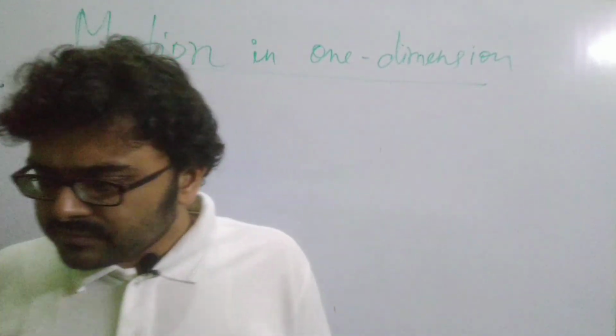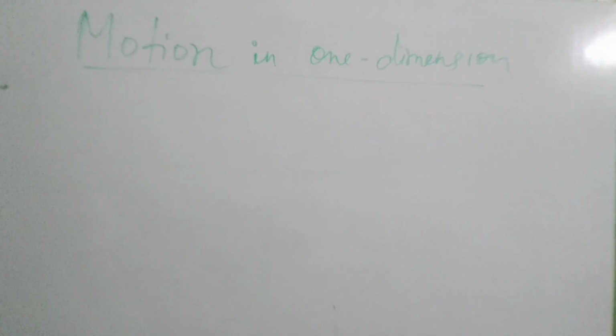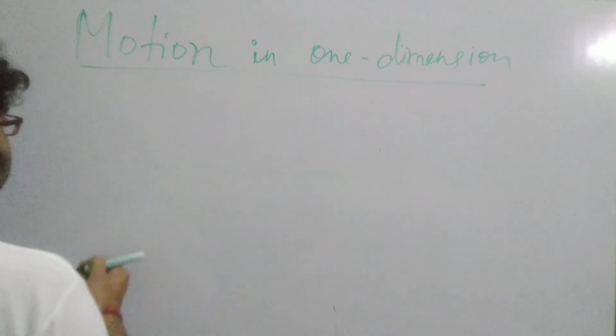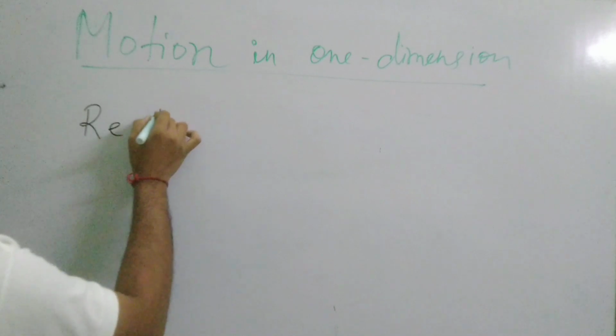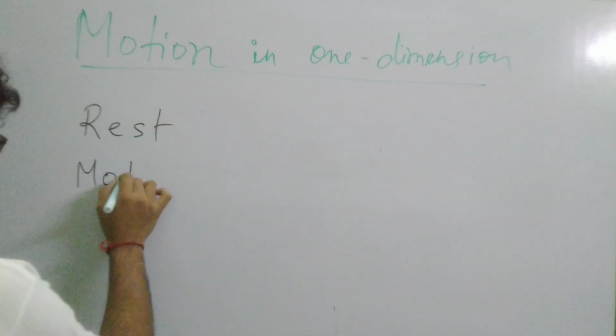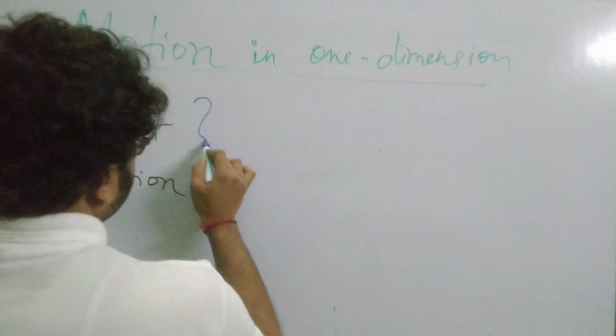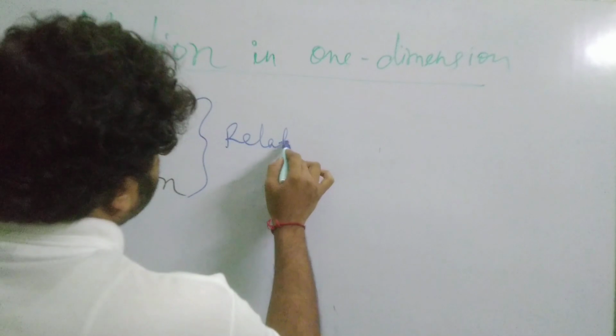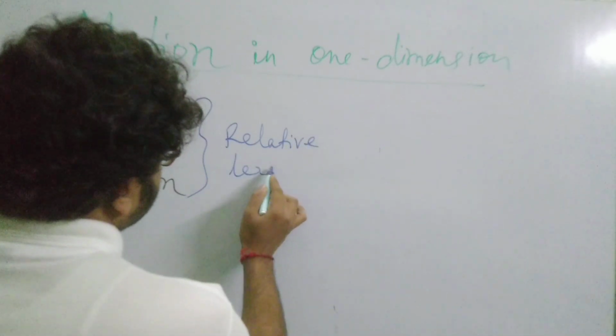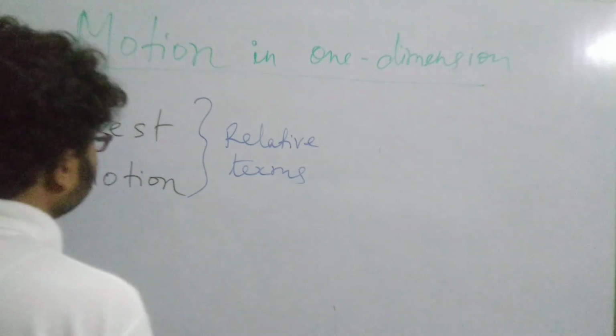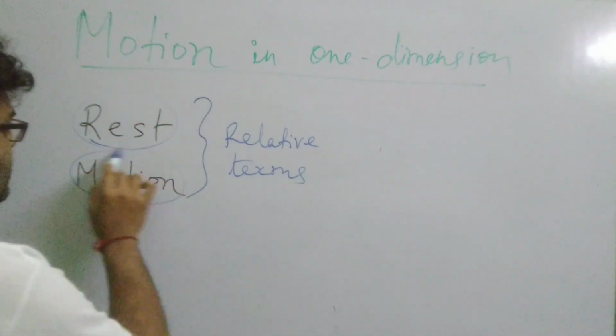With the consideration that you have prior knowledge about vector and scalar, let us quickly move on to what is motion and rest, or rather say rest and motion. So what do you mean by rest and motion? These are the 2 terms, very important. First of all, I would like to mention that these 2 terms are very relative. Rest and motion are relative terms. Why I am saying this, let me briefly discuss. First of all, let me give the definition of these 2 terms, rest and motion.